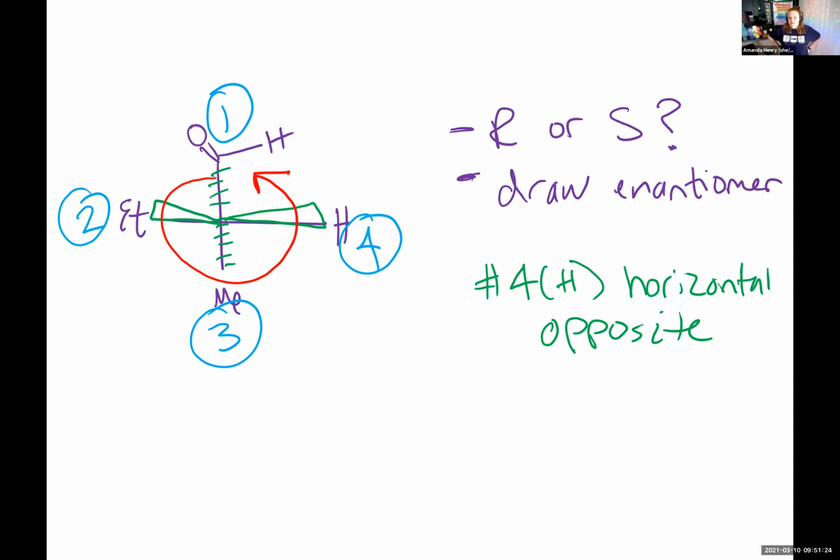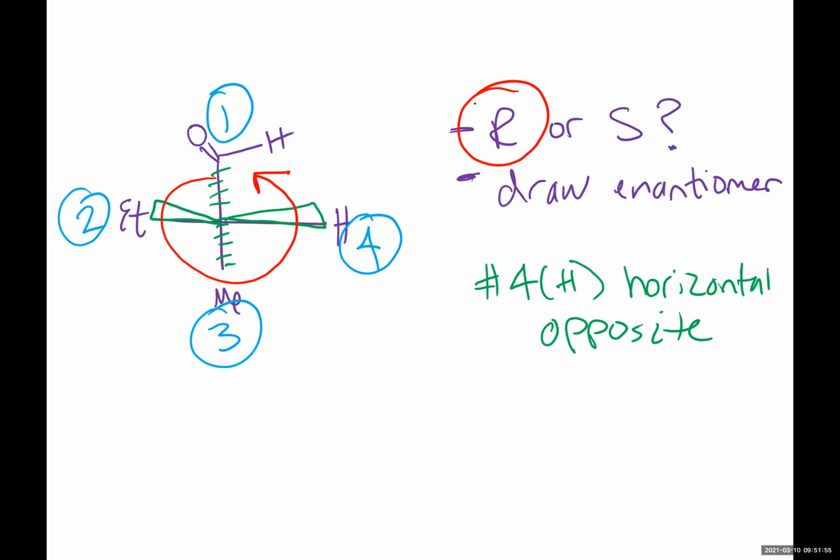So what do we think? Is this going to be the R or the S enantiomer? R. R. Good. Oh, what happened to my line there? That was weird. There we go. This is the R. So we're going to the left as an S, but because our hydrogen is pointing in the opposite direction from how we should be viewing it, we're going to flip our answer to get to the R.